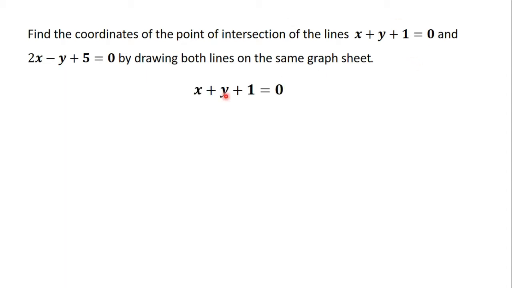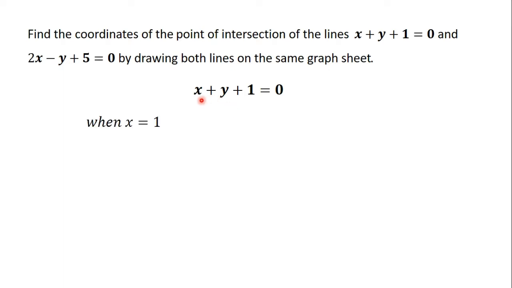So let's begin with the first one. x plus y plus 1 is equal to 0. We want to draw the graph of this line, so we will need 2 points that fall on this line. We have learned that we can find these 2 points by first assuming a value for one of the coordinates, then we substitute that value into the equation to get the other coordinate.